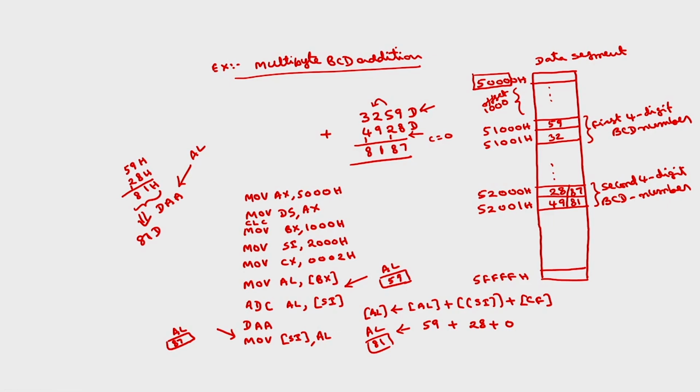Okay. Now INC BX, INC SI, LOOP up. Where should this up be now? It should be here.